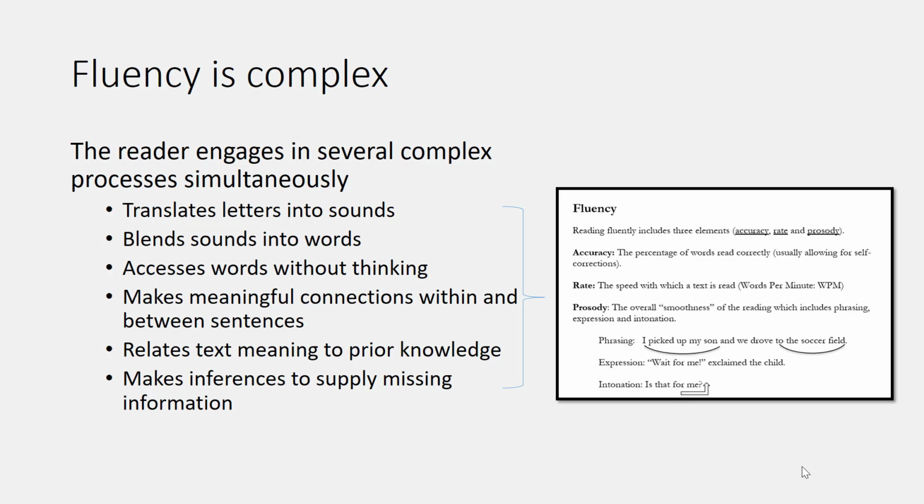Fluency is complex. The reader engages in several complex processes simultaneously. These include translating letters into sounds, blending sounds into words, accessing words without thinking, making meaningful connections within and between sentences, and relating text meaning to prior knowledge. The reader also makes inferences to supply missing information.